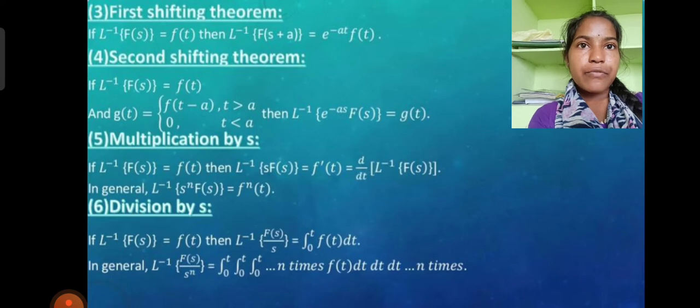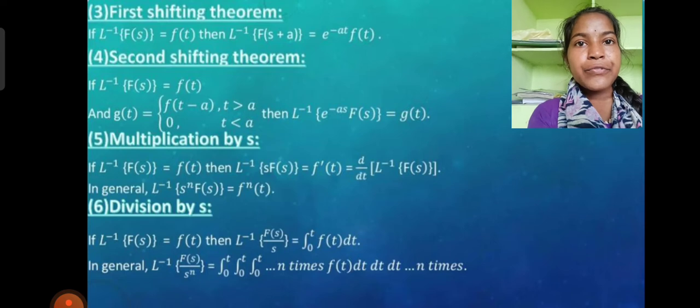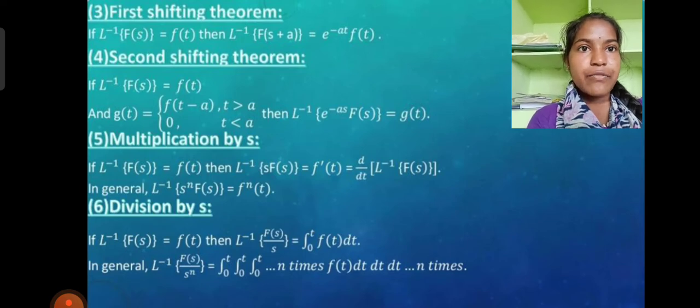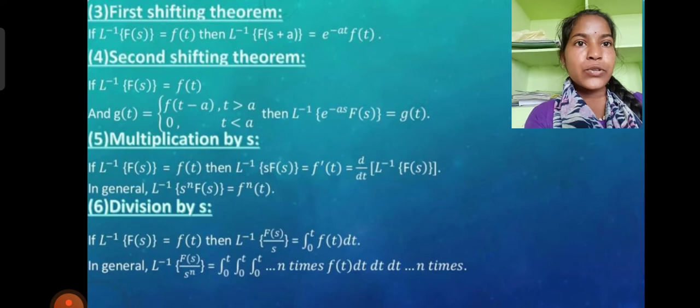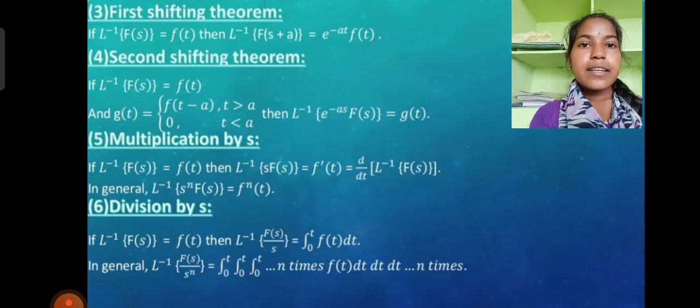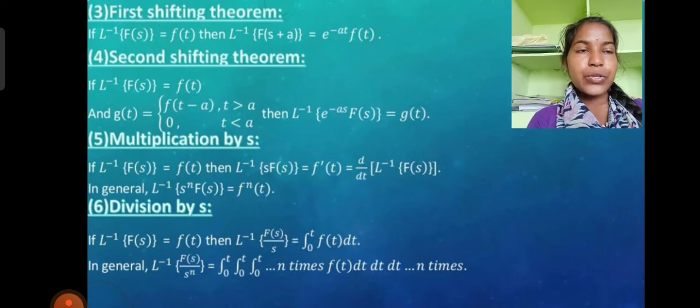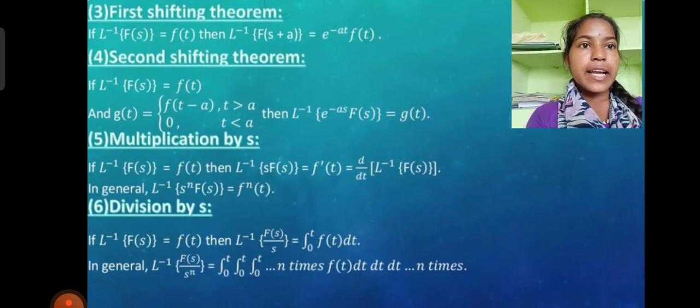Multiplication by s. If Laplace inverse of F of s is equal to f of t, then Laplace inverse of s F of s is equal to f dash of t, which is d by dt of Laplace inverse of F of s. In general, Laplace inverse of s to the power of n F of s is equal to the nth derivative of f of t. Division by s. If Laplace inverse of F of s is equal to f of t, then Laplace inverse of F of s by s is equal to the integration from 0 to t of f of t dt. In general, Laplace inverse of F of s by s to the power of n is equal to the integration from 0 to t, repeated n times, of f of t dt.